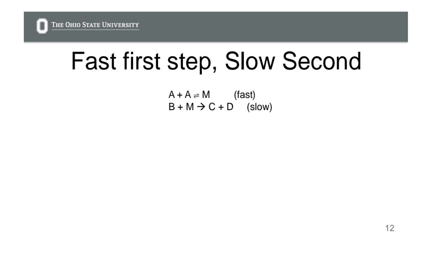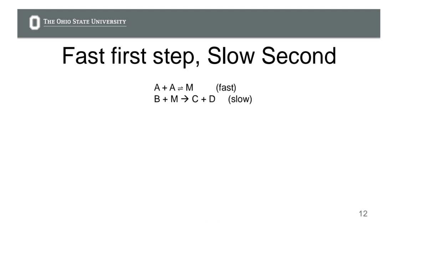Okay, so sort of at least mathematically more interesting, we could have a fast first step, and it's usually reversible. It will always be reversible. And then a slow second step. Okay. These we can't just write the rate law based on the second step, or the slow step.